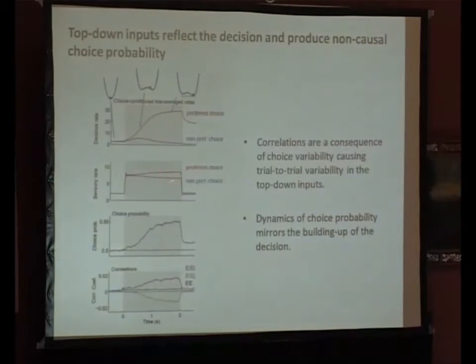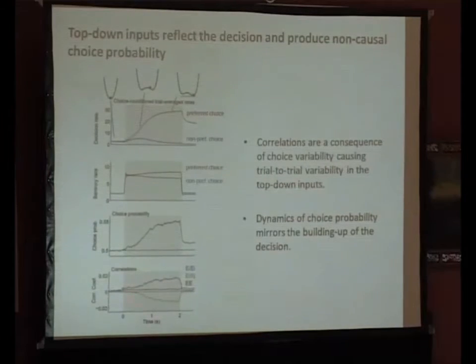If we look at the choice-conditioned average firing rates in the sensory circuit, we see that they diverge over time, just as the rates in the decision circuit do, right? This again introduces correlations that now grow over time and create choice probability that is also increasing over time. So this is now what we call an acausal choice probability. So it's just reflecting the decision.